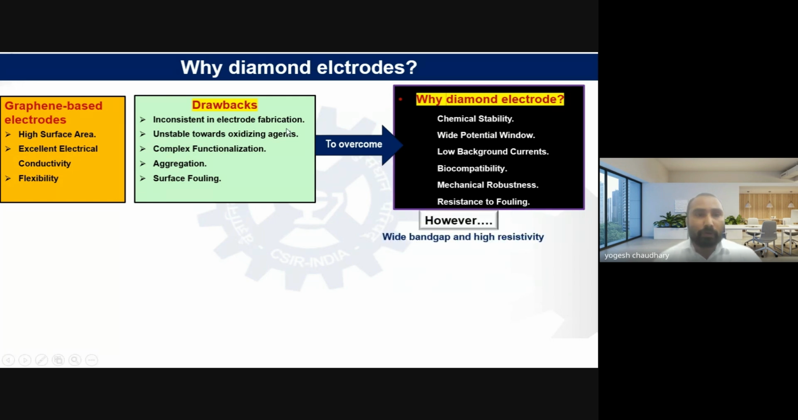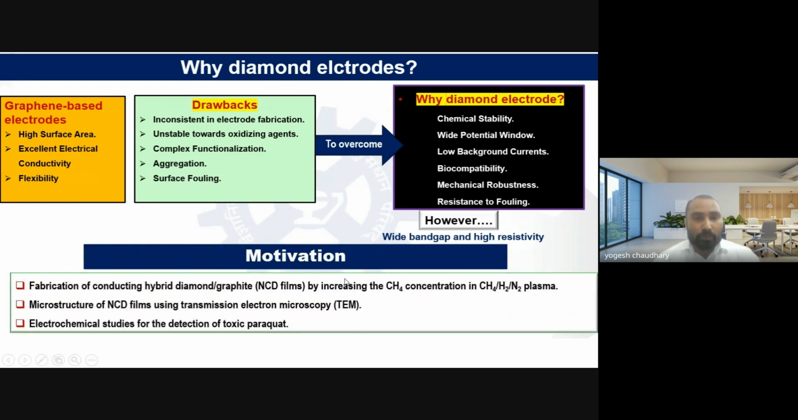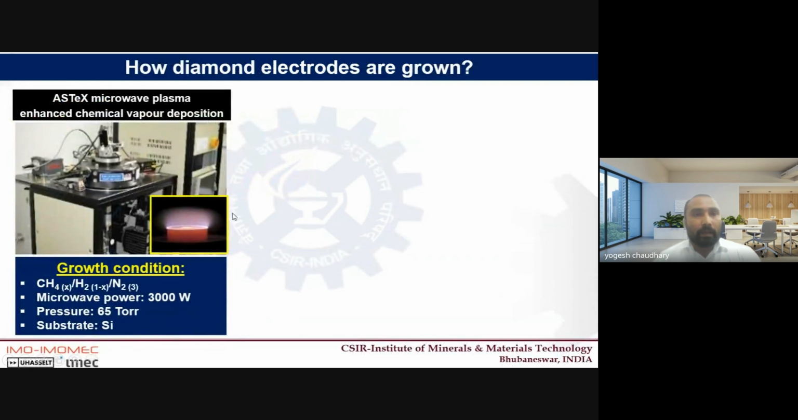So we thought, why don't we mix graphene and diamond so that we can get a hybrid diamond graphite? Our motivation was the fabrication of conducting hybrid diamond graphite electrodes, a single-step synthesis, just by varying the concentration of methane in the plasma. Then we go for TEM analysis to study the microstructure, and finally the electrochemical study for toxic paraquat. Now, the question is how diamond electrodes are grown.